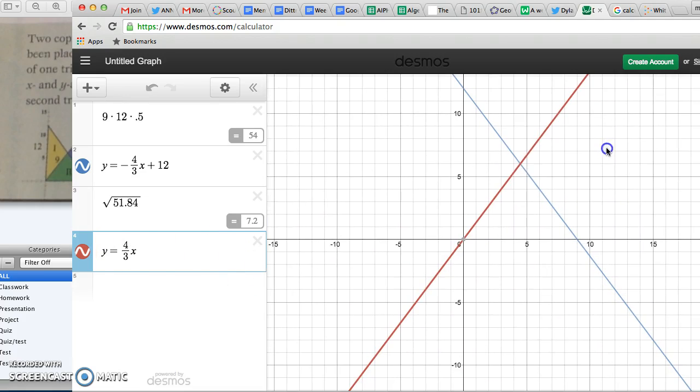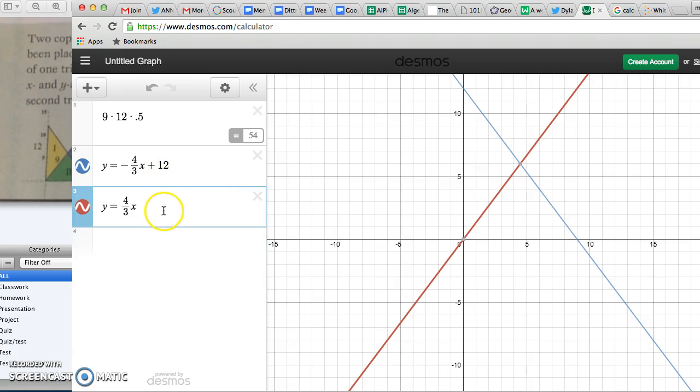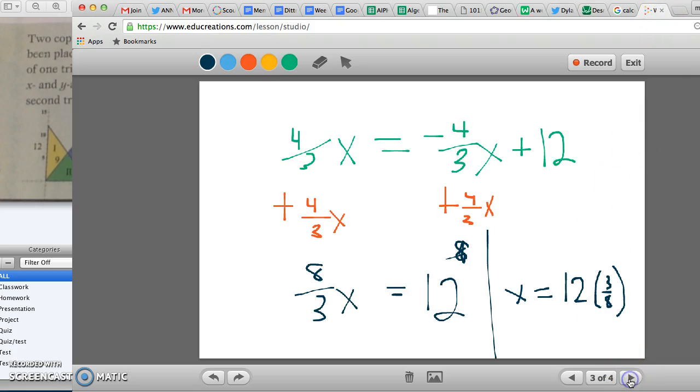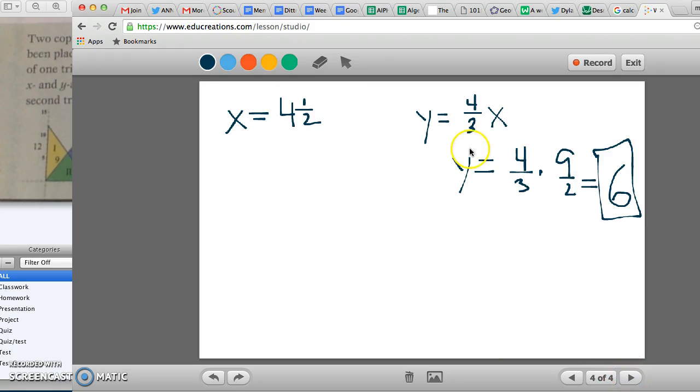And now I've got my system of equations. This and this. To solve a system, I can use substitution or I can use elimination, but since they're in slope-intercept form, I'm going to use substitution. I'm just going to say this y equals this y, so this equals this. Put it over here, solve by adding 4/3. Turns out x equals 12 times 3/8 or 36/8 or 4.5. x equals 4.5. Plug it into the other equation, and it turns out y equals 6.